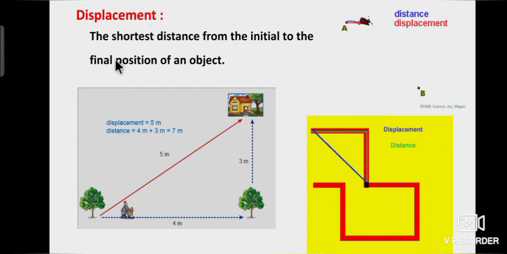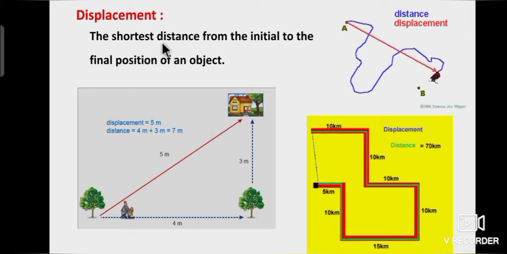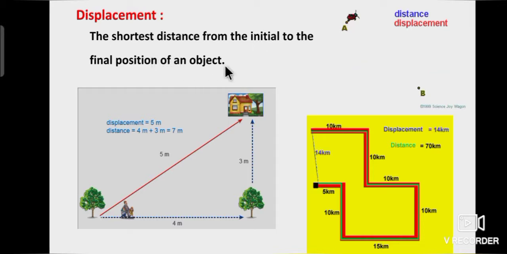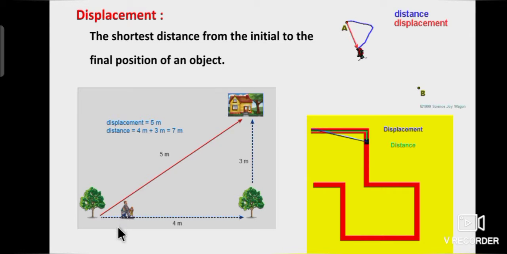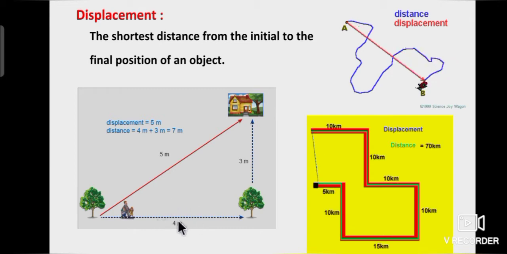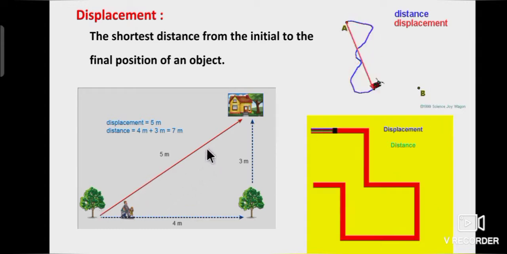Then what is displacement? The shortest distance from the initial to the final position of an object. See the example. The person moving from school to home travels 7 meter. So here 7 meter is a distance. But the shortest distance from school to home is 5 meter. That is displacement. So displacement is 5 meter.